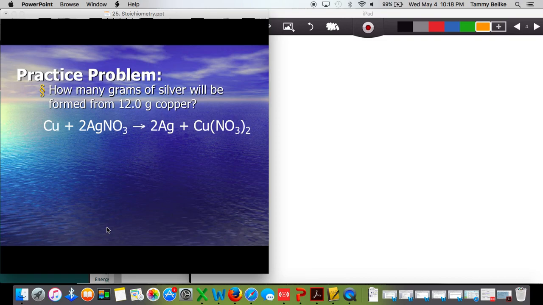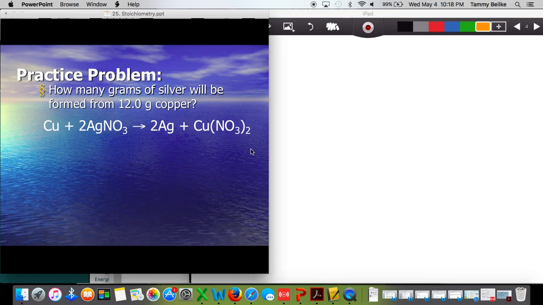This question says, how many grams of silver will be formed from 12 grams of copper? And then the equation is provided. Remember, we did this reaction as a demo. We had the silver nitrate in the test tube, and we have a copper wire that was coiled up into the test tube. Well, this question is asking us to take 12 grams of copper and turn it into grams of silver.